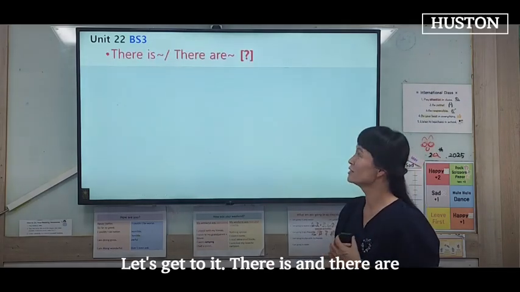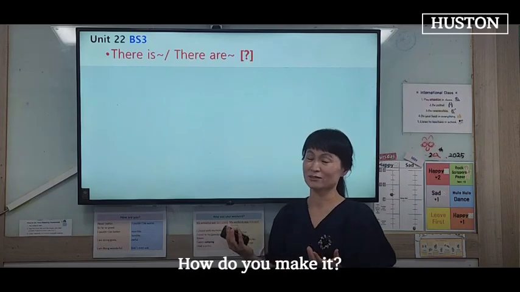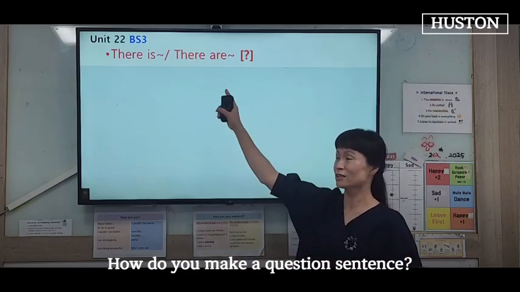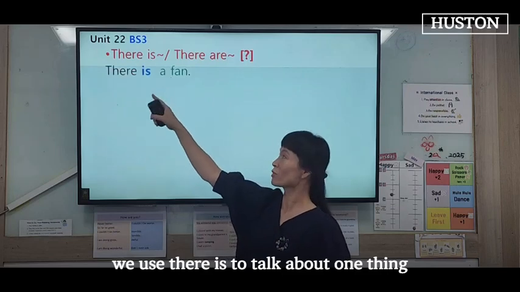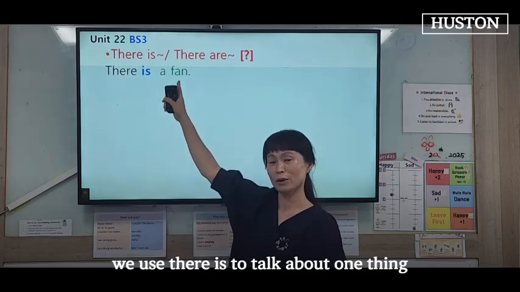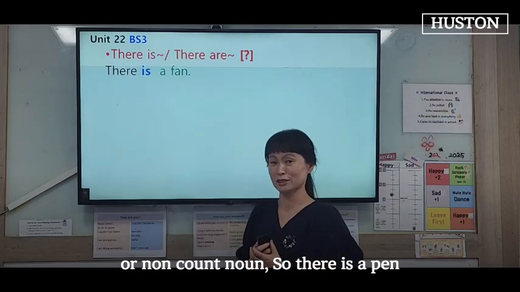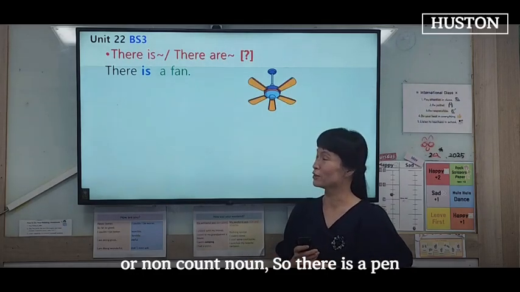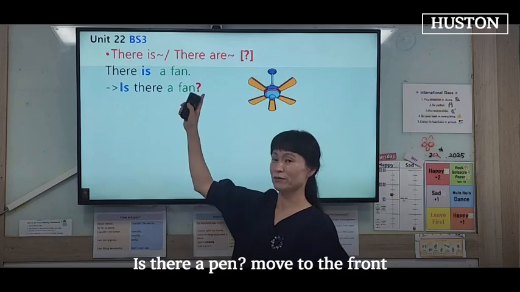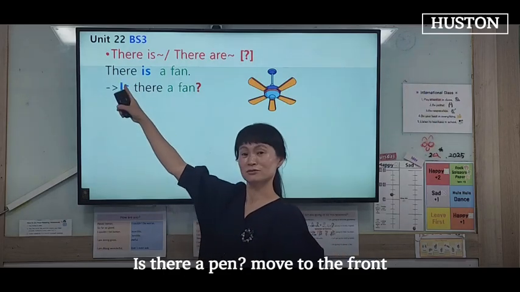Let's get to it. There is and there are. How do you make a question sentence? Last time we learned, we use there is to talk about one thing or noun, countable noun. So, there is a pen. How do you make a question? Is there a pen? Beaver moved to the front.